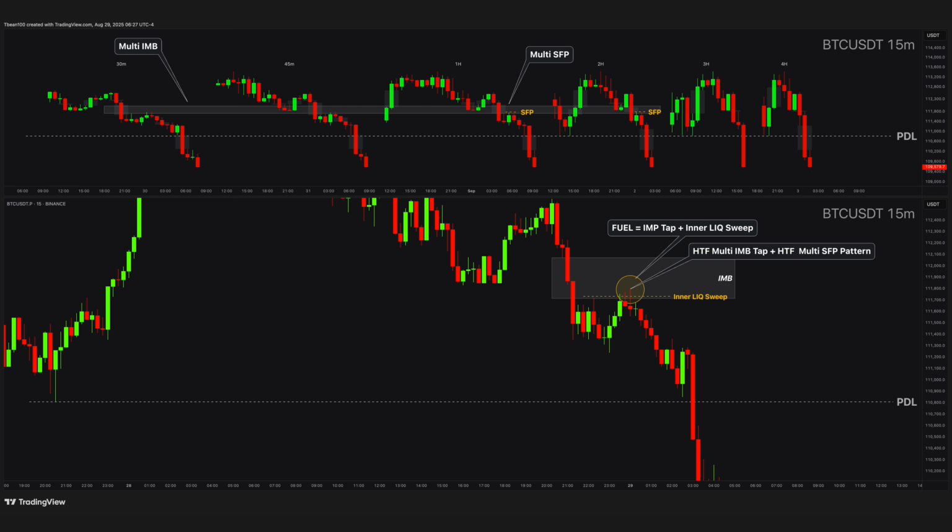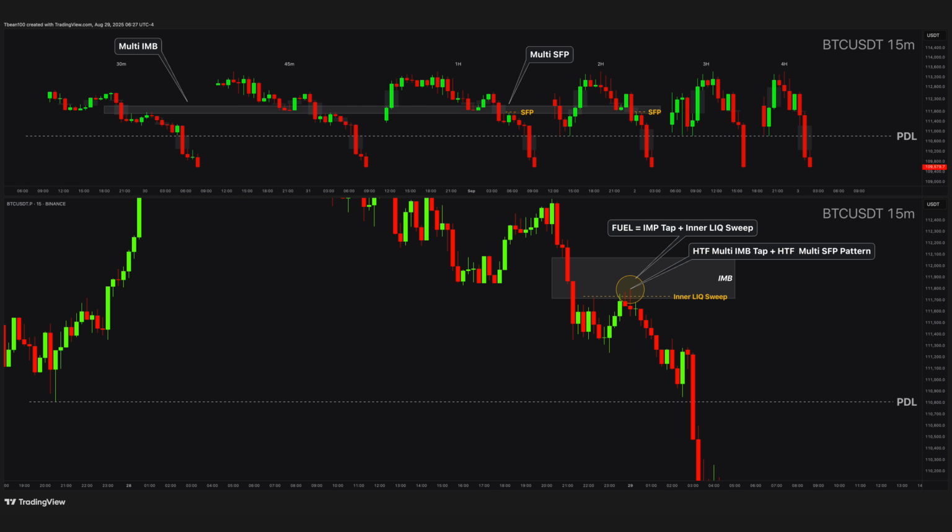Secondly, we already know that this zone connects directly with the higher time frame multi-imbalance gaps. It is also the same spot where we have multiple swing failure patterns lining up on the hourly charts. So, I think you now got the most basic and important ideas here: the trade structure and how we identified the setup.